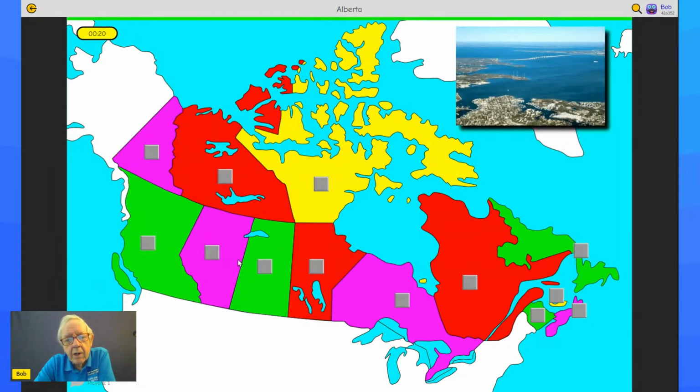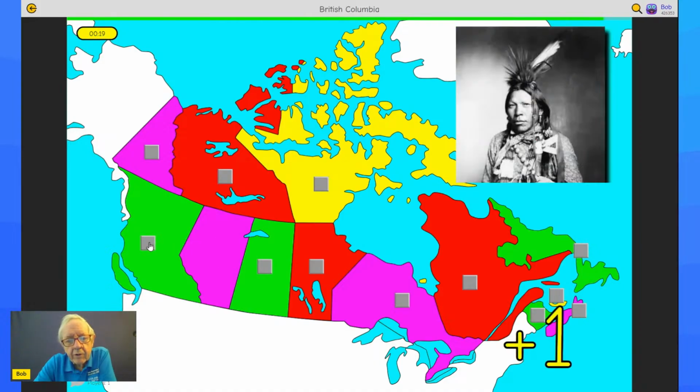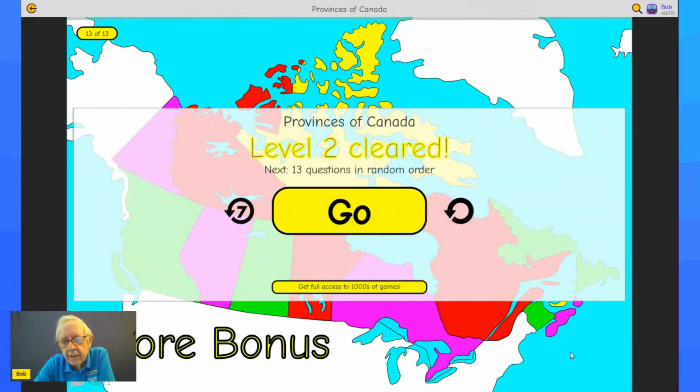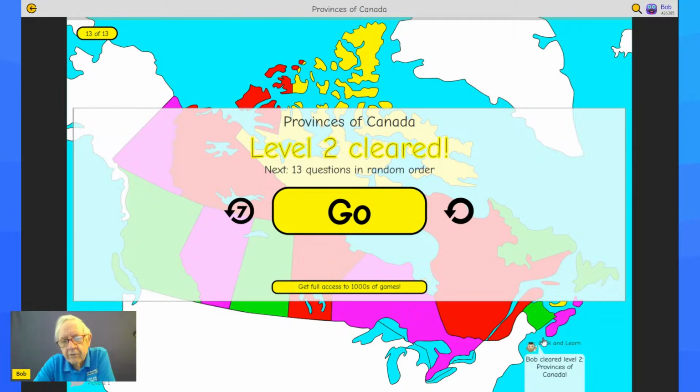I clicked the go button. I know that after Alberta, it's going to be British Columbia, Manitoba, New Brunswick, Newfoundland, Northwest Territories, Nova Scotia, Nunavut, OPQ, Ontario, Prince Edward Island, Quebec, Saskatchewan, and Yukon. I beat the clock by, it looks like, 7 seconds. Okay. To me, that is a beauty of this system.